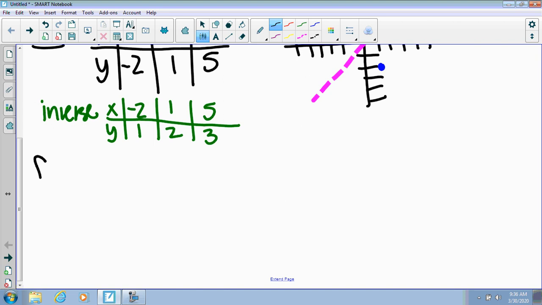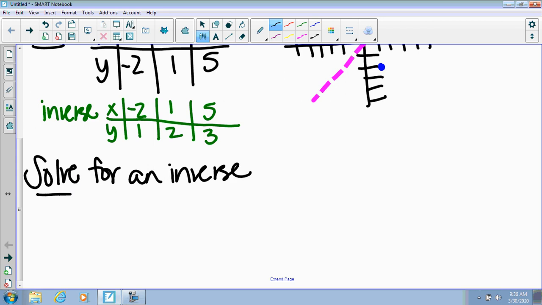Okay, so if we want to solve for an inverse, so you have f of x and you want to find f inverse of x, we're going to do 2 things. Our first step is we want to switch our x and our y, because that's what we're doing with our inverses.